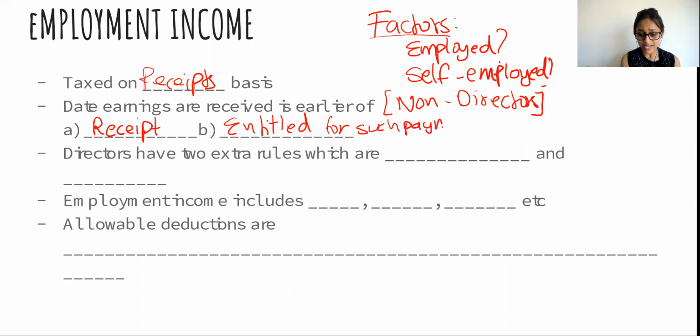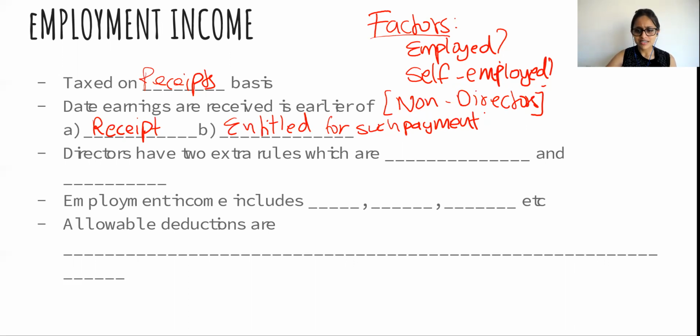Now, in the question, you will not have to assume which is the entitlement date. They usually mention in the question itself what the entitlement date is. So for non-directors, you have to take a look at the earlier of both these dates and see in which tax year it comes, and then you know whether or not you have to show it in the tax year in which the question is being asked.